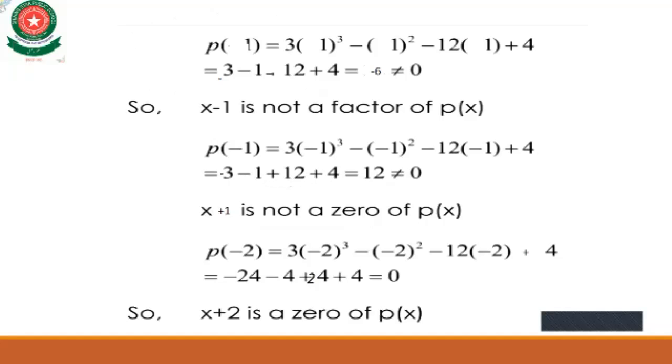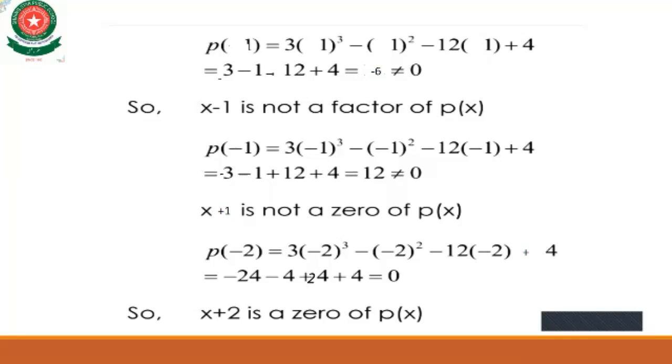Let's check from 1. Okay, let's start from 1. P of 1 is equal to, by putting the value of x equal to 1, 3 into 1 cube minus 1 square minus 12 into 1 plus 4. 3 ones are 3 minus 1 minus 12 plus 4. By solving, this is equal to minus 6. As you know, this is not equal to 0, so we can say that x minus 1 is not a factor of P of x.